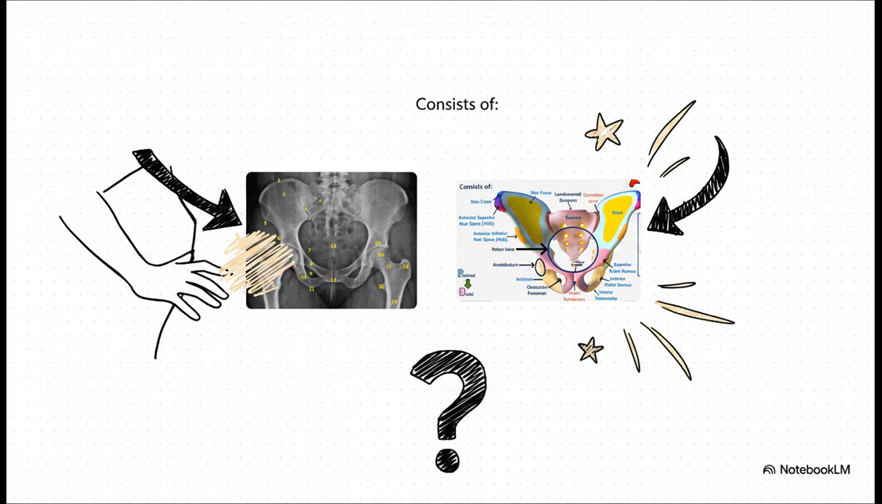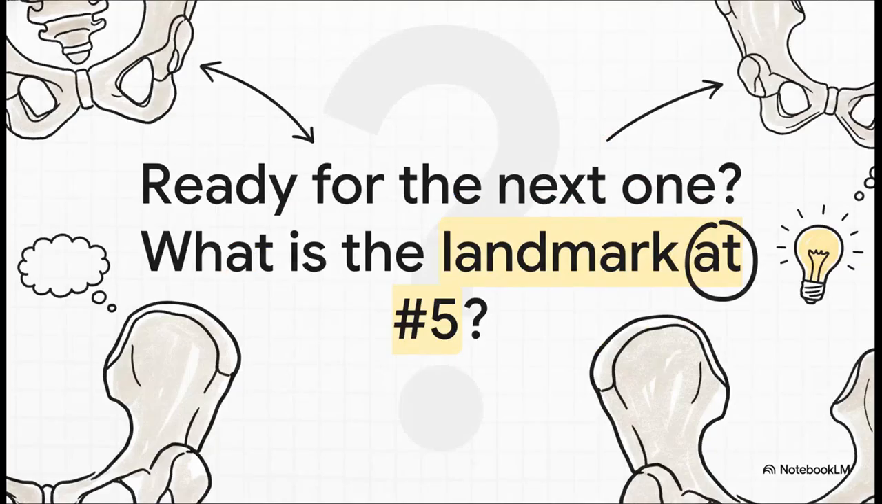Did you get it? You can see it so clearly on both the X-ray and the labeled diagram. You know, this is the ridge you can actually feel when you put your hands on your hips. It's a major, major landmark in anatomy. So, how'd you do on the first one? Feeling warmed up? Good. Let's move on to our next landmark.